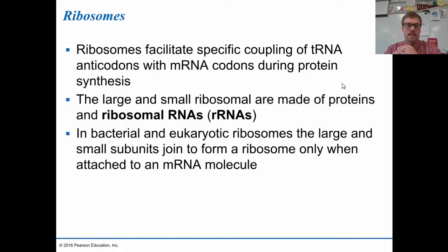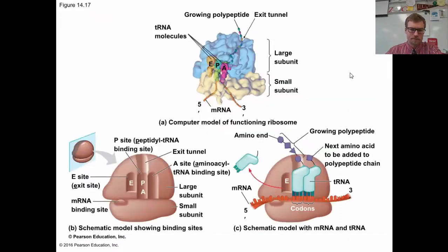Ribosomes are what facilitate the specific coupling of the tRNA anticodons with the mRNA codons. And remember that ribosomes are made up of rRNAs, and there are 2 subunits, the large and small subunits. In bacterial and eukaryotic ribosomes, the large and small subunits come together to form the ribosome, but they only do that when they are attached to an mRNA molecule.